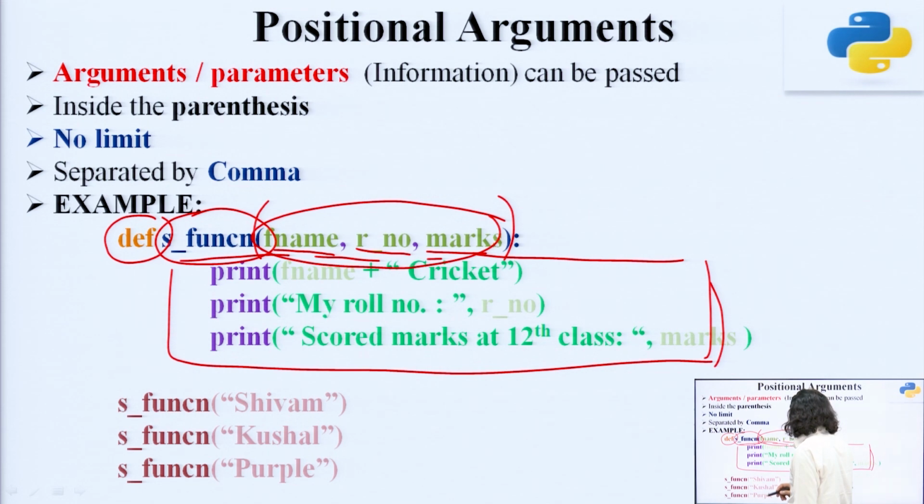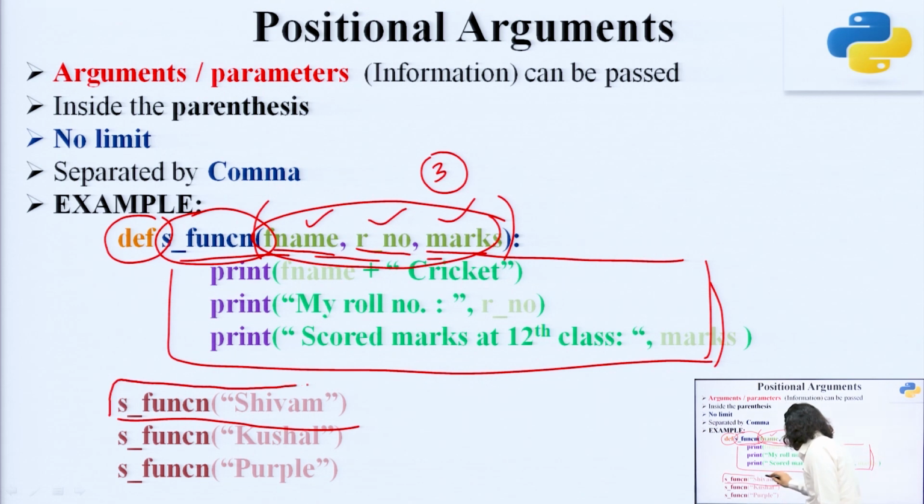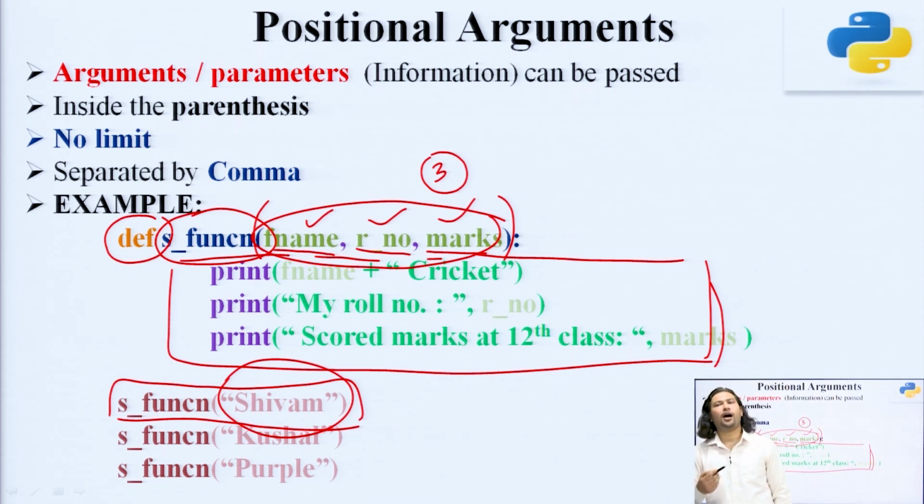Now, here you can see that we have 3 extra information, and when we are calling the function, here you can see that we have only one extra information. Let us say we are defining a function to make an omelette. An omelette requires 3 substances: one is egg, the second one is oil, the third one is pan.